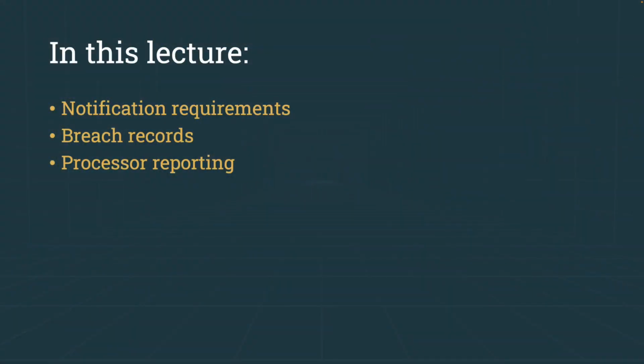In the previous lecture, we looked at determining what a breach is and whether or not that breach required reporting to regulators. Here we are going to discuss what notification requirements look like, that is, what should be included in our report. We will look at breach records and then processor reporting.